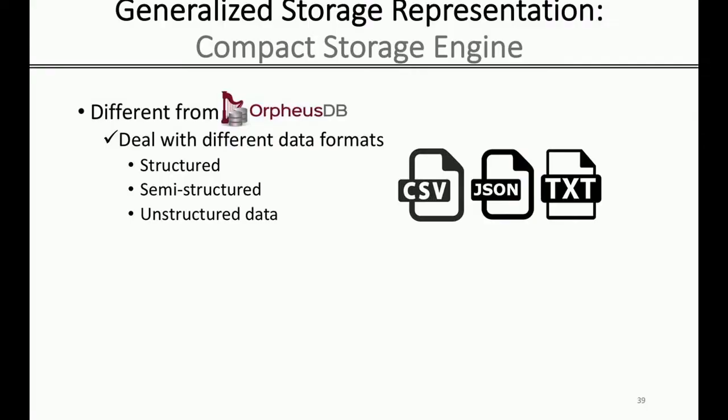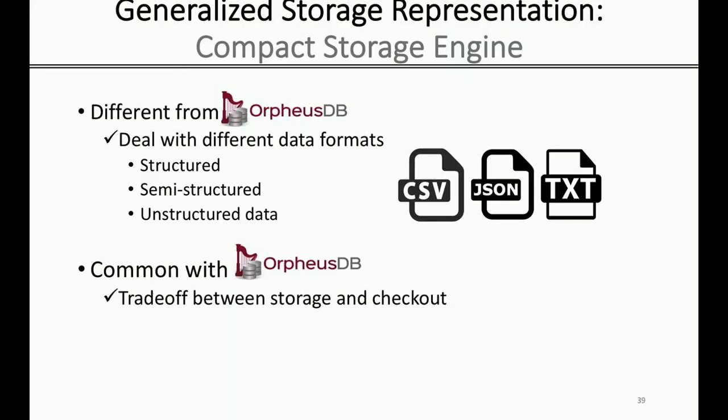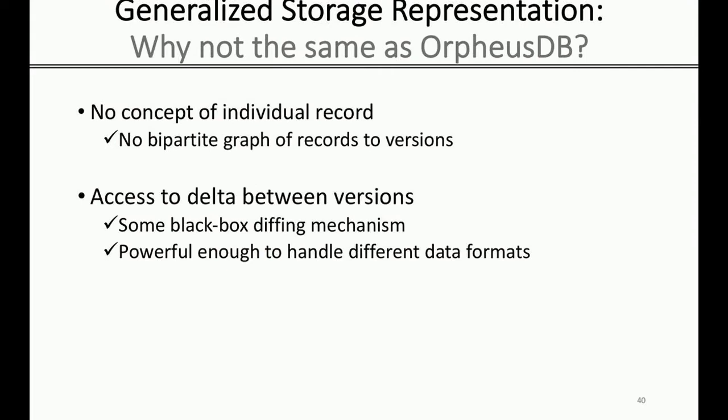This is joint work with Shovik, Amit, and Amor from U Maryland, as well as my advisor, Aditya. Different from OrpheusDB, here we want to deal with different data formats, ranging from structured, semi-structured, to unstructured data. One thing in common with OrpheusDB is that we need to balance between the storage and the checkout cost. So one natural question is, can we just use the mechanism inside OrpheusDB? The problem is that we don't know what each individual record is if we are handling an unstructured dataset. All we have access to is some black box diffing mechanism that can give us a delta between versions. This is the assumption we are starting with, and it is powerful enough to handle different data formats.